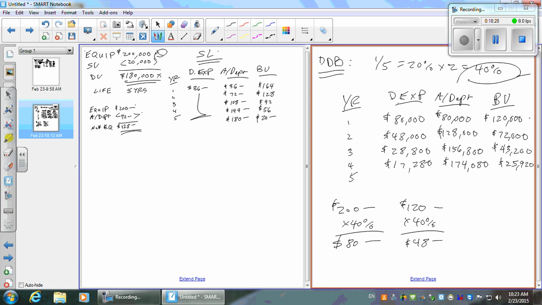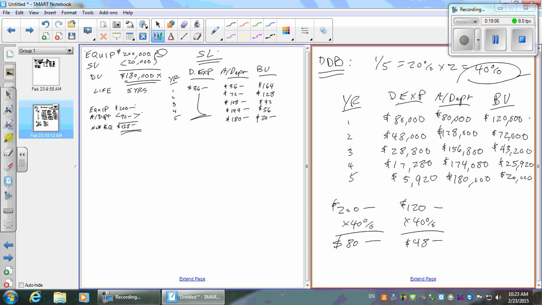How much can we take the next year? What's 40% of 25,000? About 10,000, right? Will we take that much? No. We can only take enough to bring us up to what? 20,000, we can't go below that, right? So we can't go above 180,000 here. So guess how much you can depreciate? 25,920 less 20,000. It's 5,920. Debit depreciation expense, credit accumulated depreciation, boom, we're done. Okay? That's it. Everybody got it?